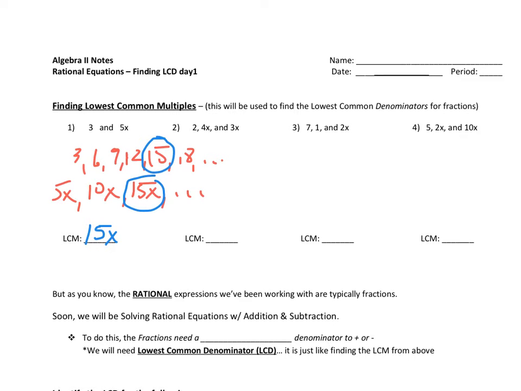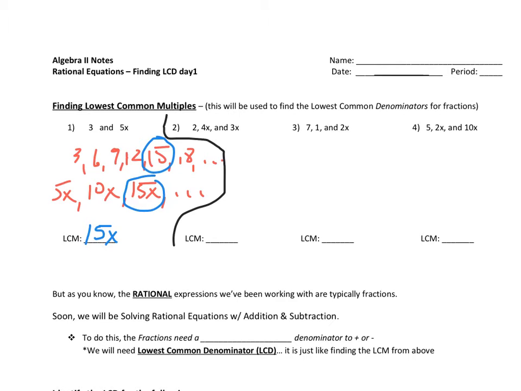So then if you do the same thing in the next example, we've got 2, 4, and 3. So you do the same kind of thing. Count by 2s. 2, 4, 6, 8. Count by 4s. 4, 8, 12, 16. Count by 3s. 3, 6, 9, 12. And you can list them out if you want. That's always a helpful thing.